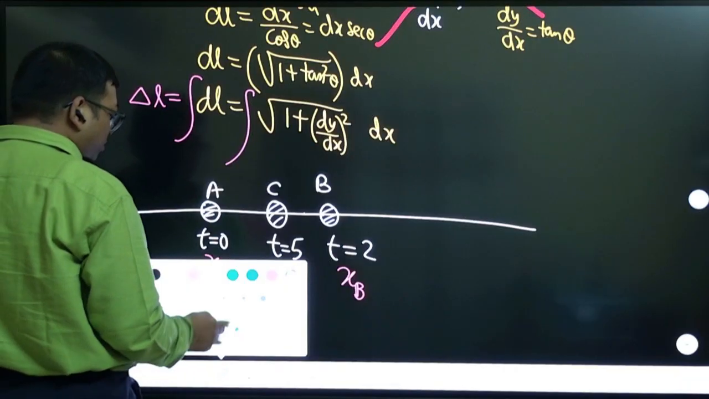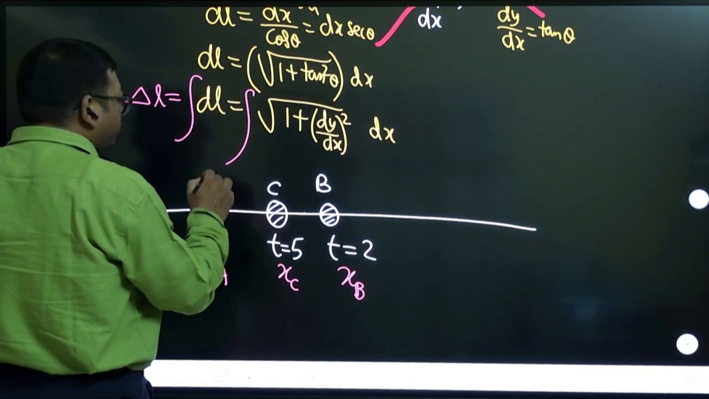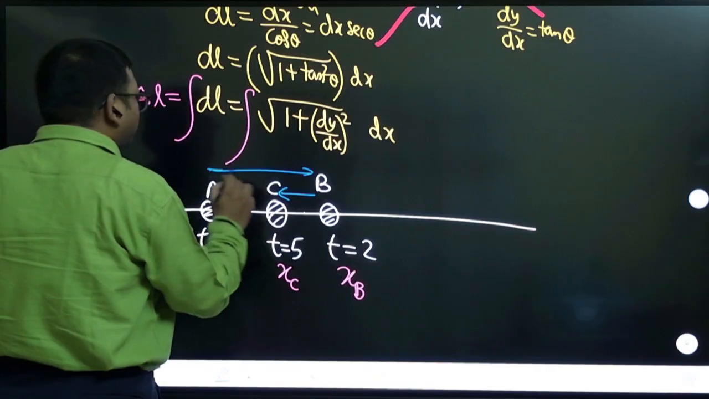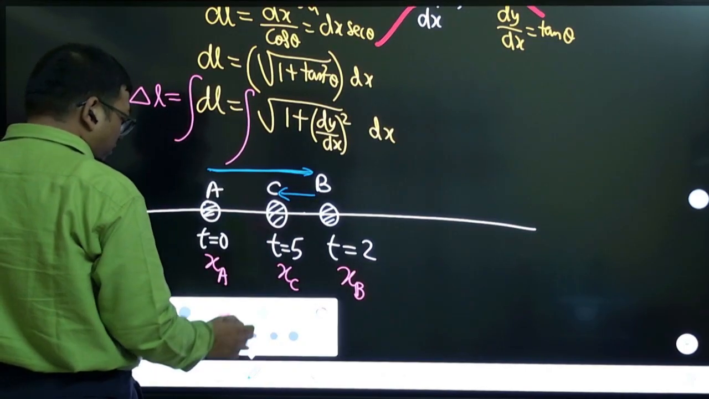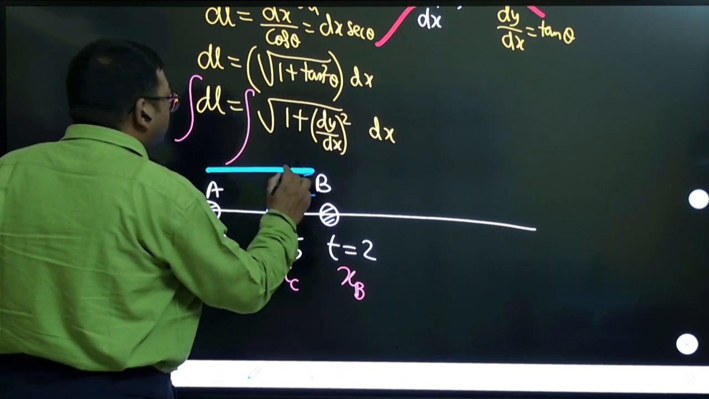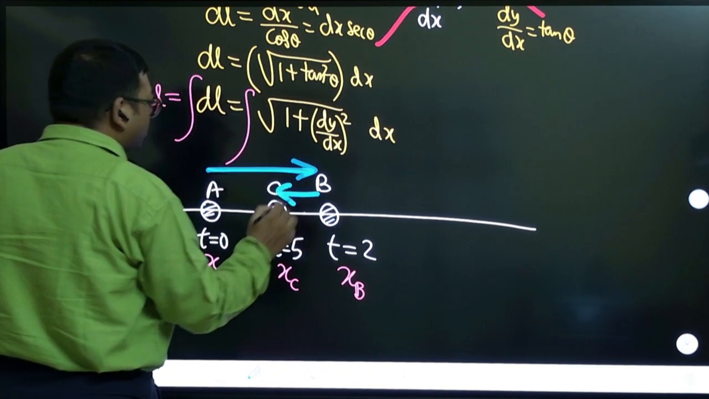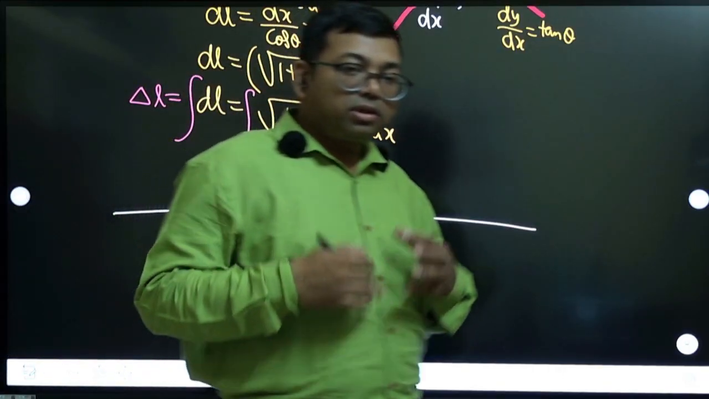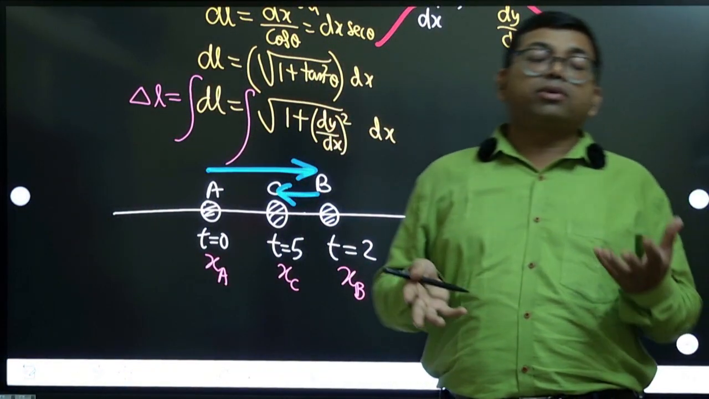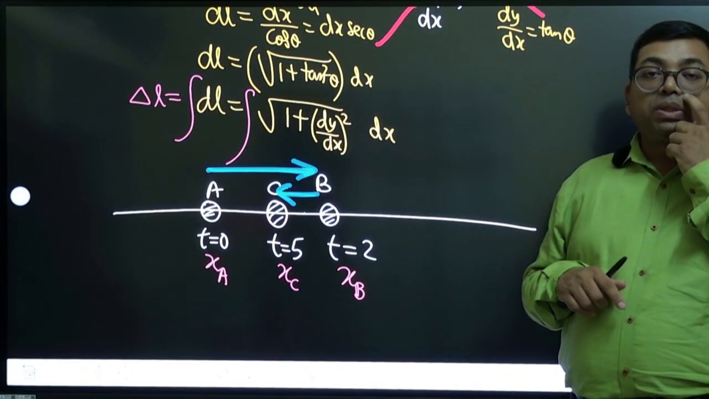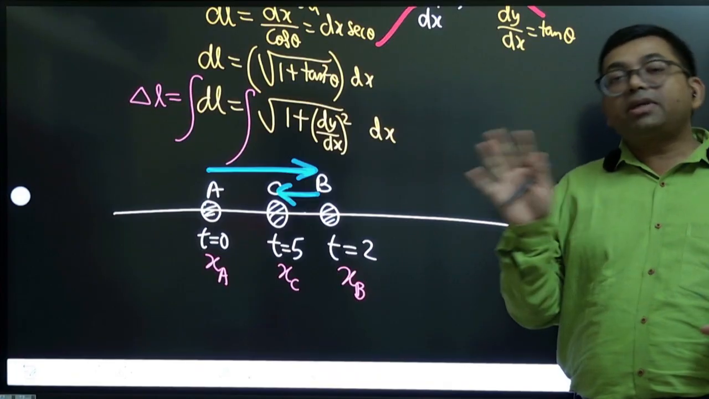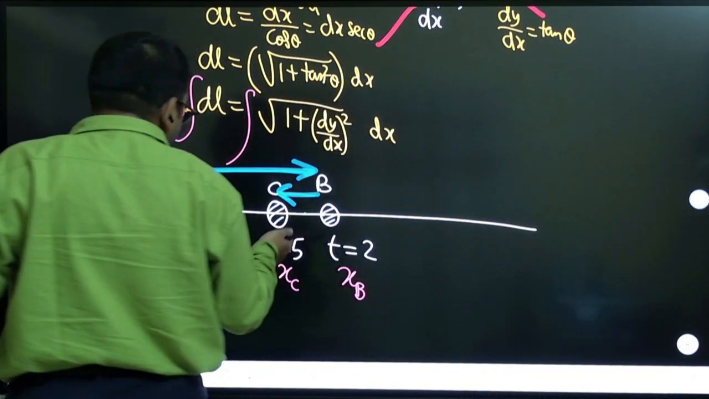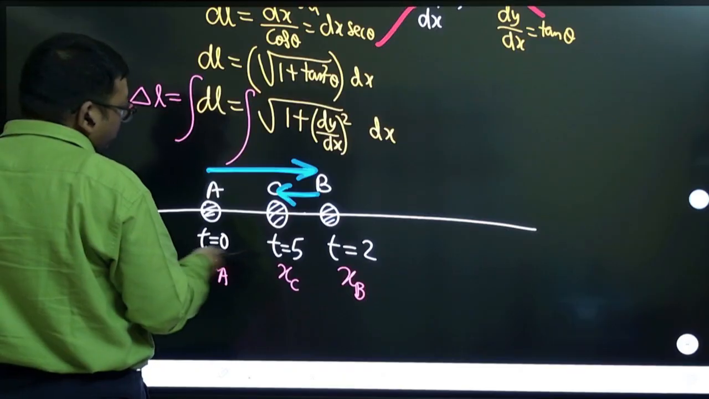So how is the body moving? The body is first going from A to B, and then moving from B to C. Note that this is how the motion is happening, because the body is turning backward. So calculating displacement is very easy, because final minus initial you have to do, that's all. So final means XC minus XA, that you will do, you will get displacement.